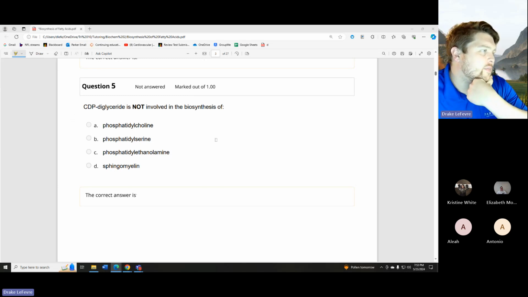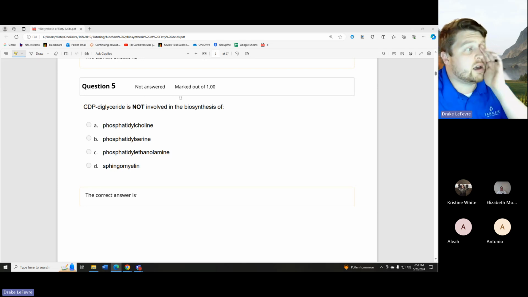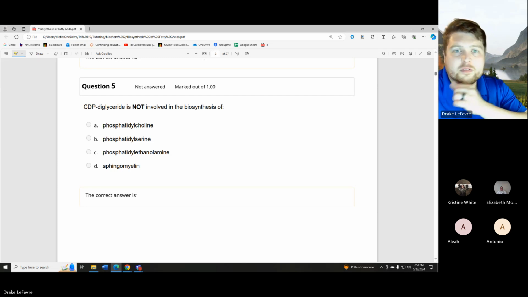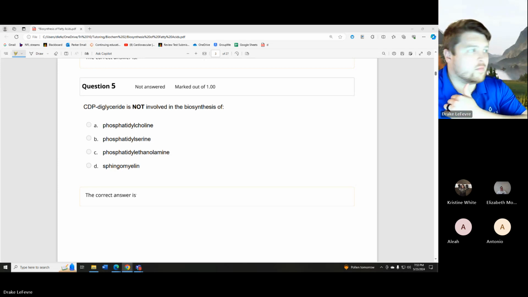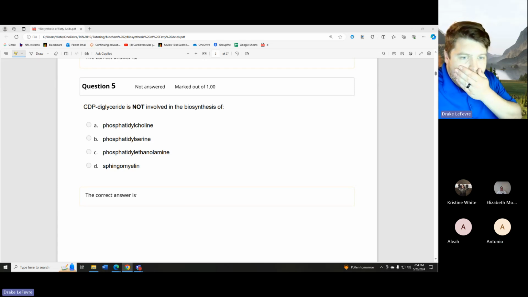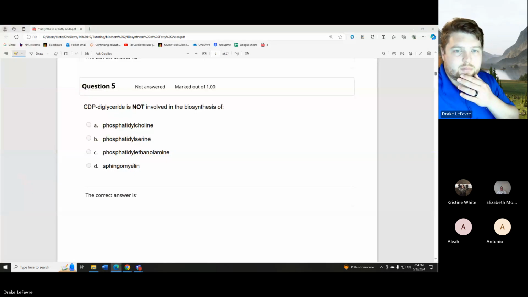CDP diglyceride is not involved in the biosynthesis of which of the following? Phosphatidylcholine, phosphatidylserine, phosphatidylethanolamine, or sphingomyelin. D. That is correct. It is sphingomyelin.